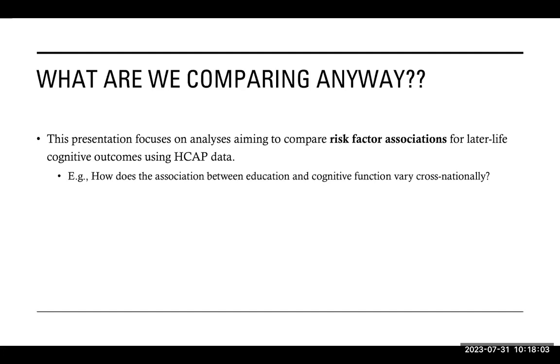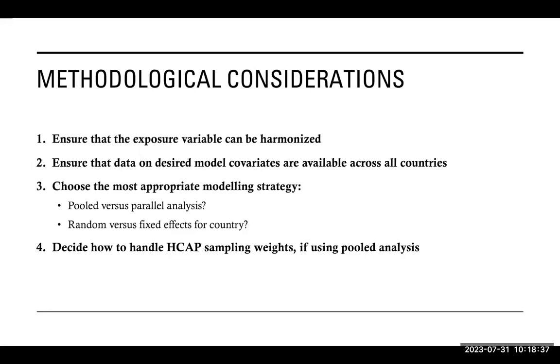Specifically, what I'm going to be talking about here are analyses focused on comparing risk factor associations across countries. So you have your X variable, you have your Y variable, which is a cognitive variable, and you're going to compare that XY exposure-outcome relationship across several different data sets or countries. An example question could be, how does the association between education and cognitive function vary cross-nationally? It's a very basic motivating example that I'm going to talk you through as we go through the principles. So there are four basic steps.